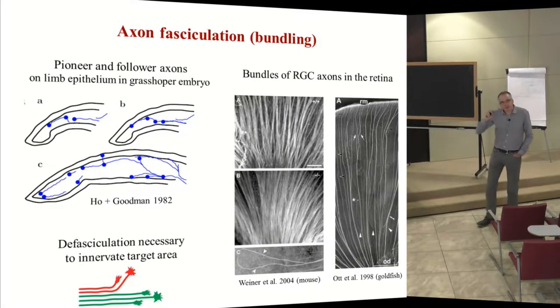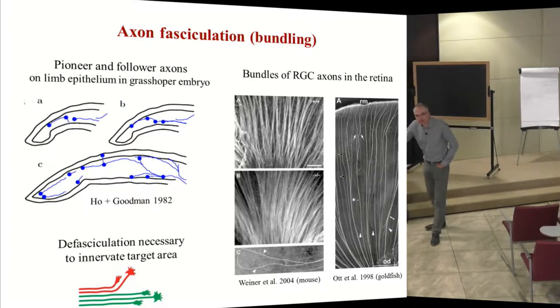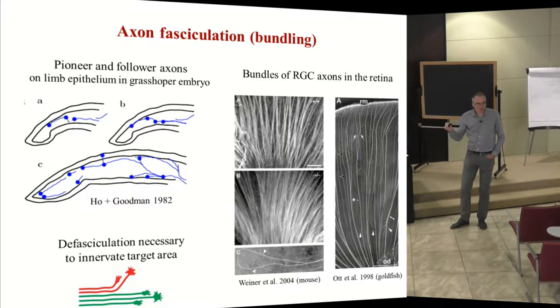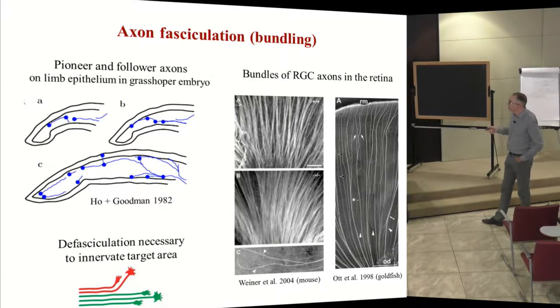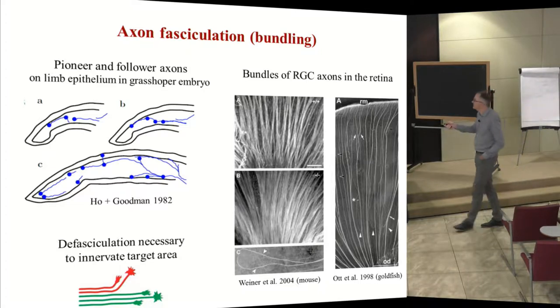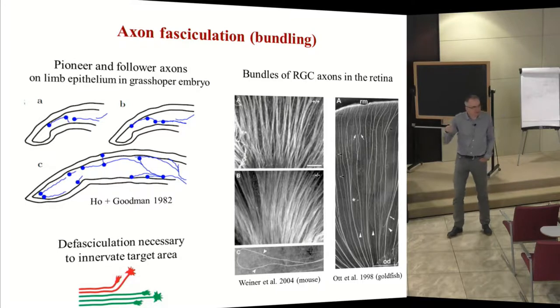Okay. So that was growth of individual axons and mechanical tension in the axon shaft. And now the second biological component of my story is axon bundling. Okay, so this is a classical paper where they followed the very early development of a limb in a grasshopper embryo. And at the first stages you see these axons, so the dots are the cell bodies, and then you have the growing axons out of it, okay? And the first axons have to somehow find their way on their own, okay? They are the so-called pioneer axons.